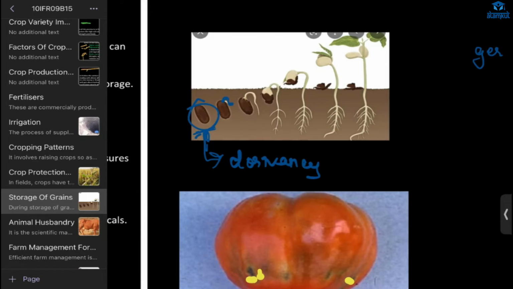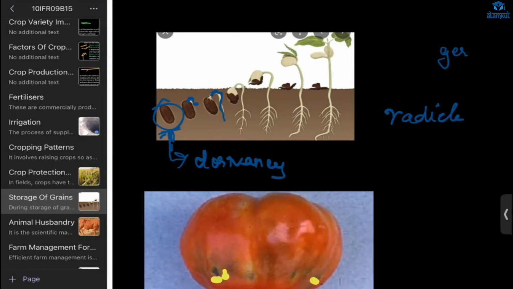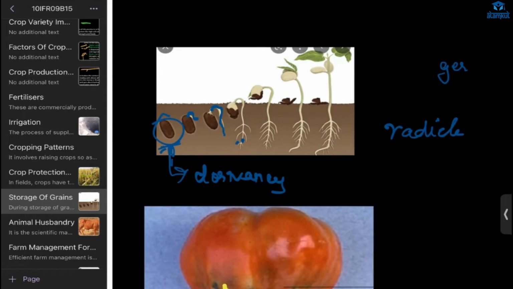First, there will be growth of the radicle. What is the radicle? The root part, from where the root arises. After that it will grow into the soil and get nutrition through the roots. After that, the seed coat will be lost. Then there will be growth of the shoot, that is the plumule.